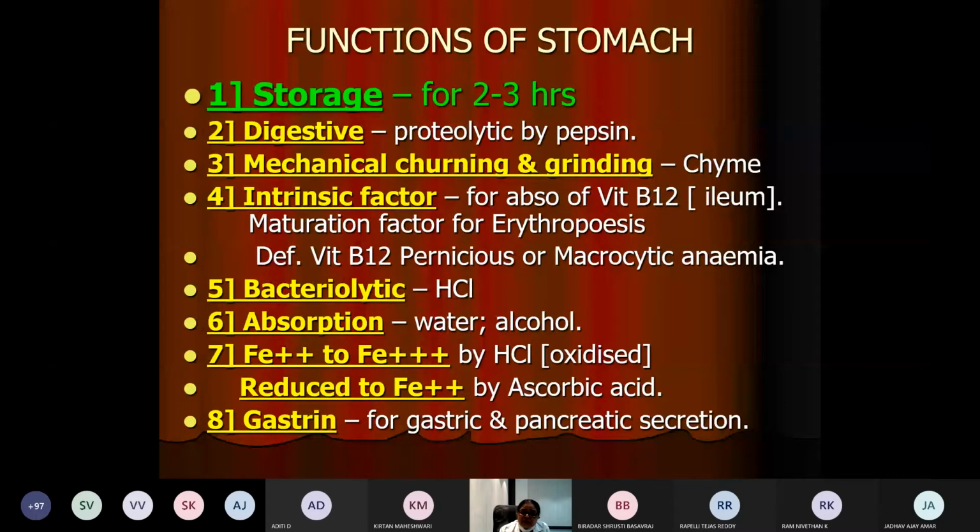Deficiency of vitamin B12 causes pernicious or macrocytic anemia. Then its function is bacteriolytic, that's the HCl. Absorption of water, alcohol, other things. Ferric to ferrous by HCl, oxidized. Reduced to ferrous by ascorbic acid. Gastrin for gastric and pancreatic secretion. If they will ask for 3 marks functions of stomach, you just mention this much.